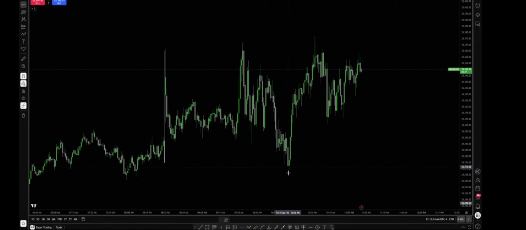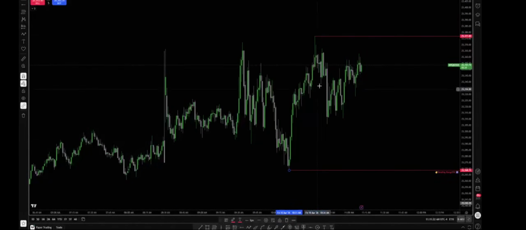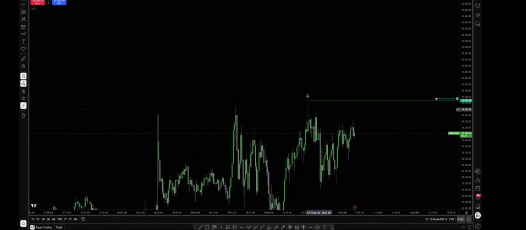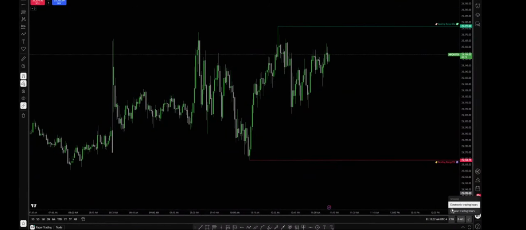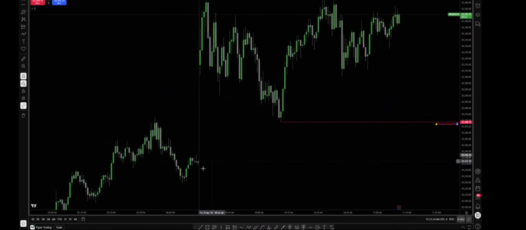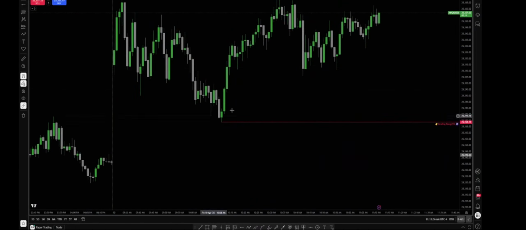Your chart right now should look something like this. It does. This is the sell side, and this is the buy side. You have the rest you can draw, but this is your dealing runs. Okay, regular trading hour. This is your opening runs gap.